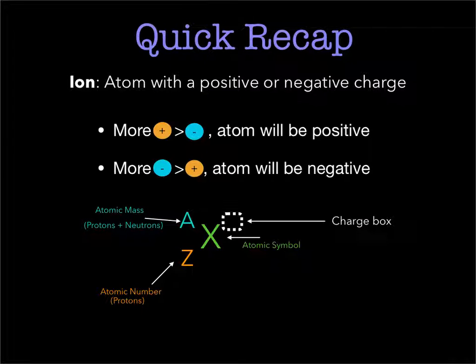So a quick recap of everything that we talked about in this video. We talked about the definition of an atom, and how ions are basically atoms that have a positive or negative charge. We talked about if you have more protons than you do electrons, your atom will be positive. If you have more electrons than you have protons, your atom will be negative. And lastly, we talked about how when you do determine the exact charge of an atom, you can represent that in isotopic notation by just putting the charge in the charge box in the upper right-hand corner.